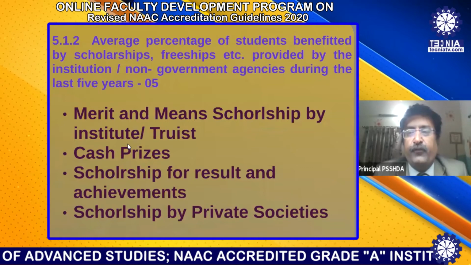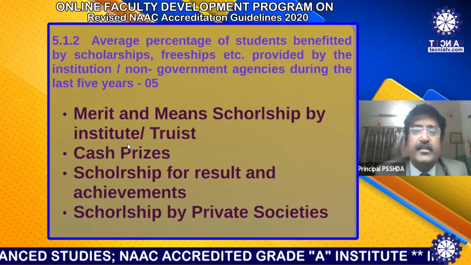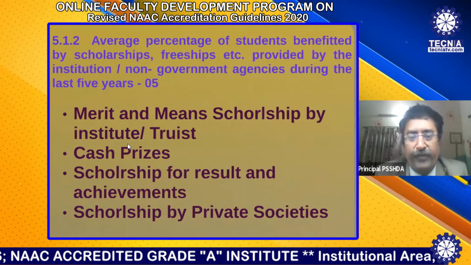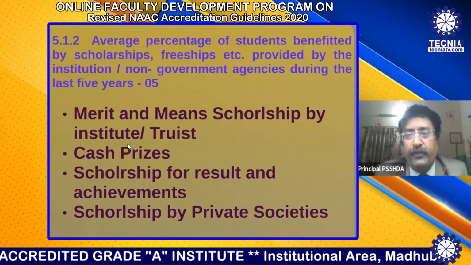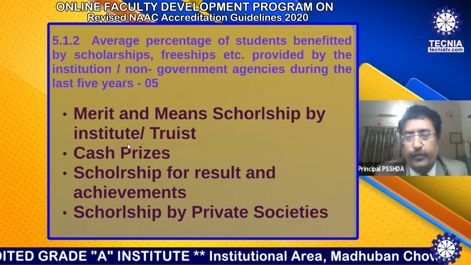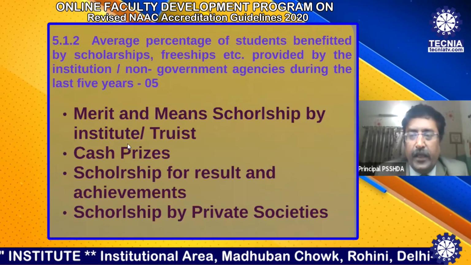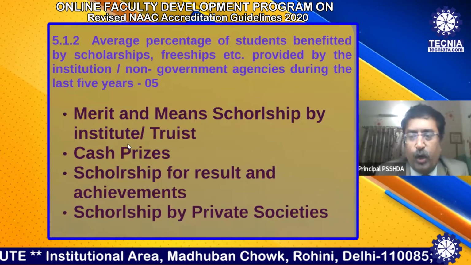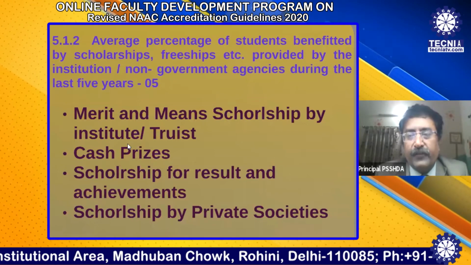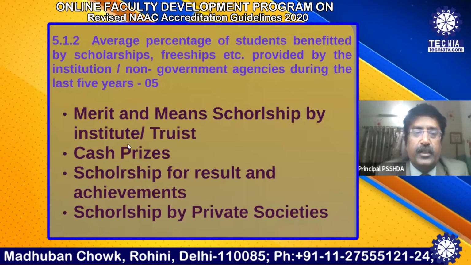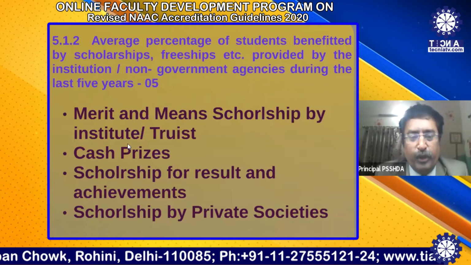In this case, if your institute itself is giving some merit scholarship or means scholarship to the poor students, a fee waiver scheme, or you are giving some cash prizes to achievers, students who are ranking good marks at the academic level or in sports or in culture. So in whatever way you are giving prizes, you can keep this record in this criteria, your matrix 5.1.2.